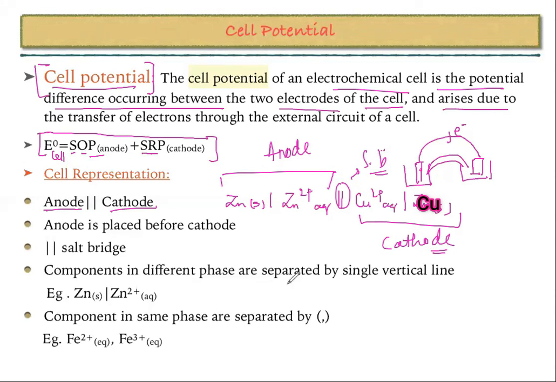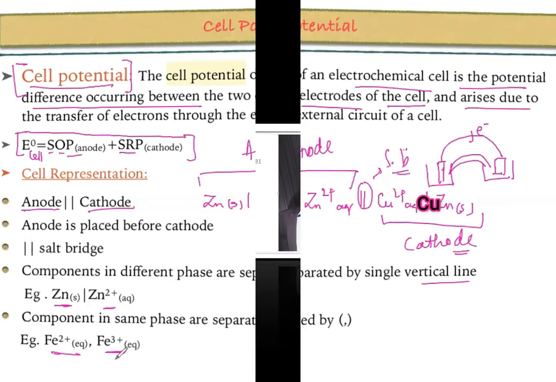Components in different phases are represented by a single vertical line. As we saw, zinc solid and zinc aqueous are represented with a single line. Components in the same phase are represented with a comma. Suppose in a few reactions both are in ionic form; in that case, we'll separate them with a comma, like Fe2+ aqueous, Fe3+ aqueous.